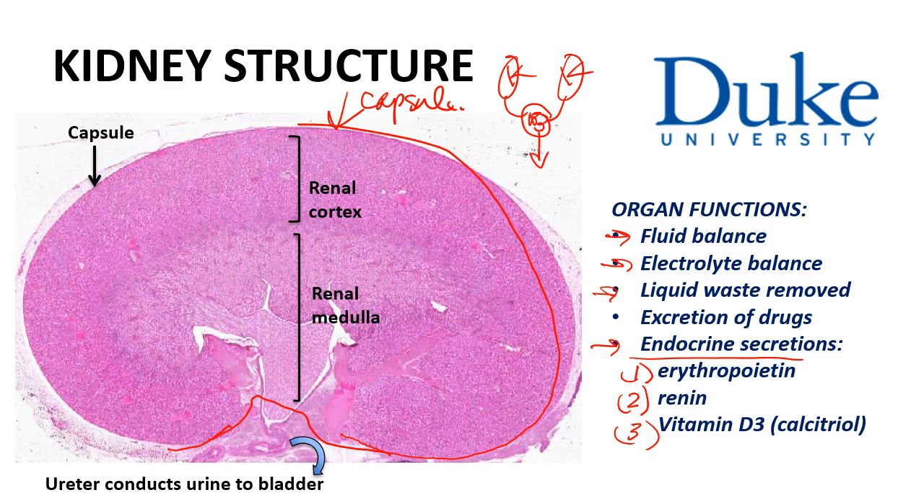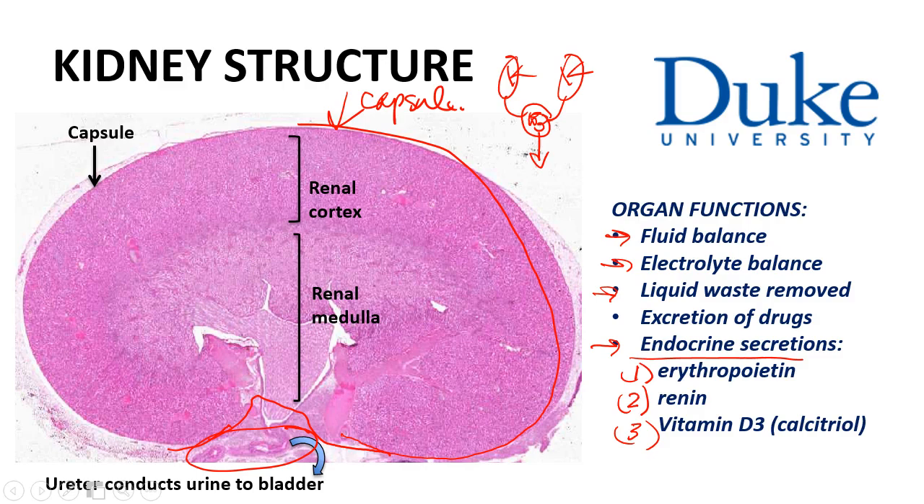At the hilus, the renal artery enters into the organ and the renal vein exits the organ. This is also the location for the exiting of the ureter, which is sort of a funnel-like structure that gathers all of the urine that's generated within the kidney and then transports it to the bladder for storage. And so this is occurring here at this hilar region.